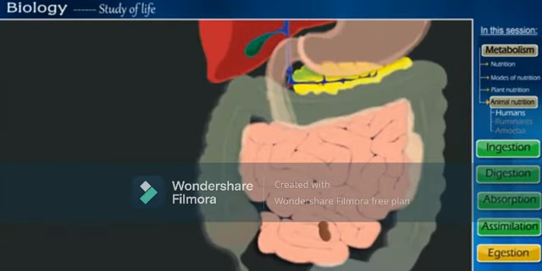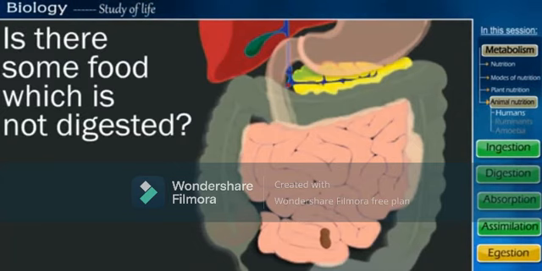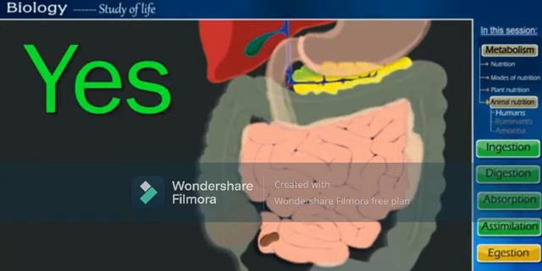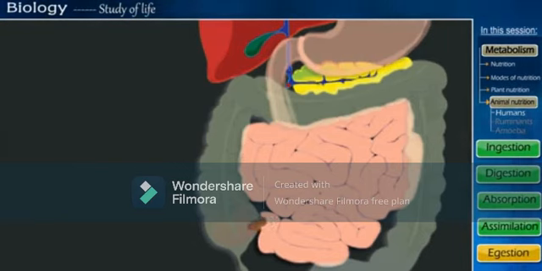Okay, then the food that is almost digested in the small intestine. That means there is still some food which is not digested, so from there it passes towards the large intestine.